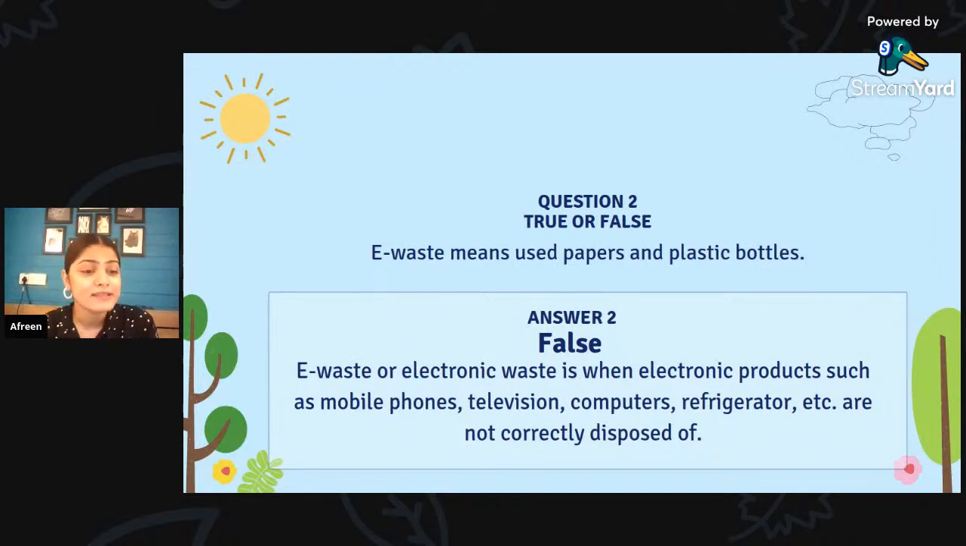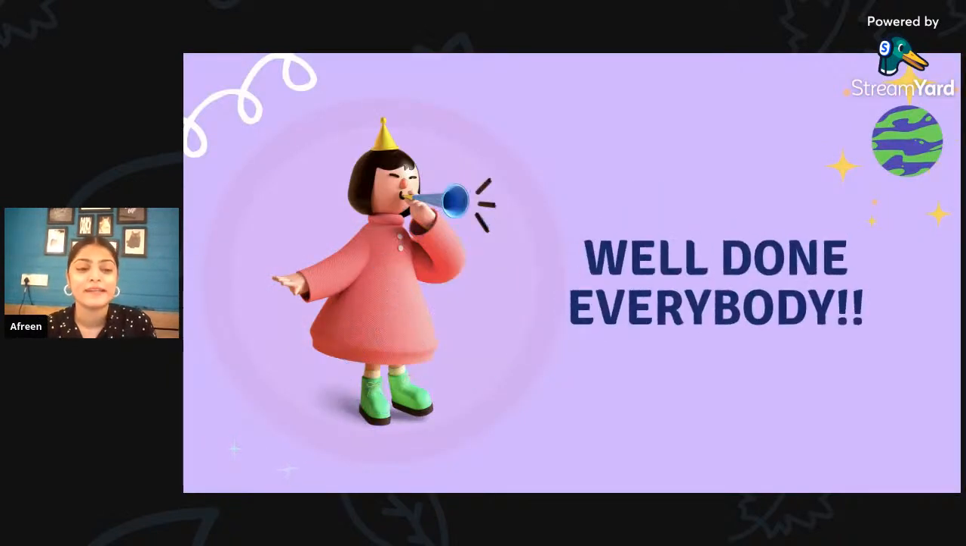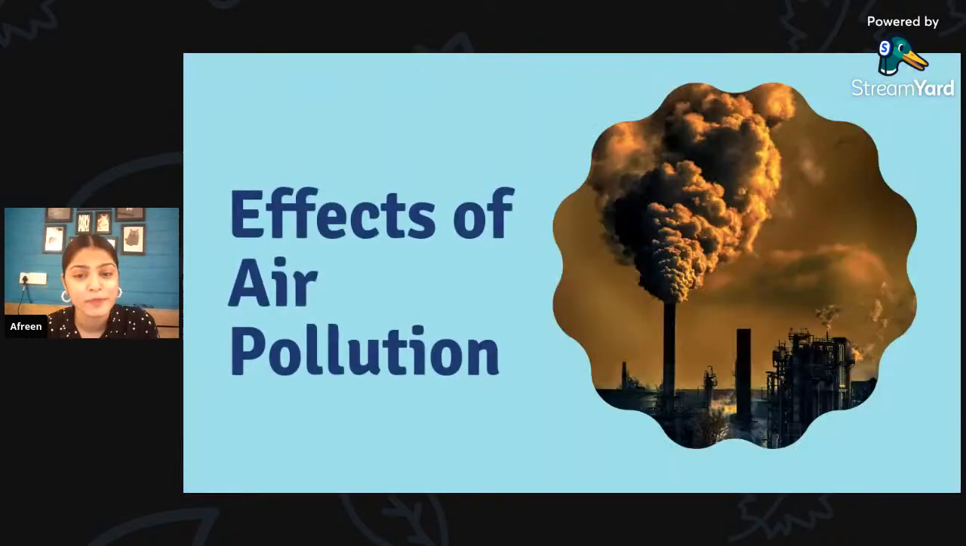Good one. Next, waste, chemicals, or other harmful matter when let out in water bodies causes dash. Keep typing your answers. That's correct. The answer is water pollution. Well done, everyone. You all did great. Now, let's start today's session. Let's look at the various effects of pollution.